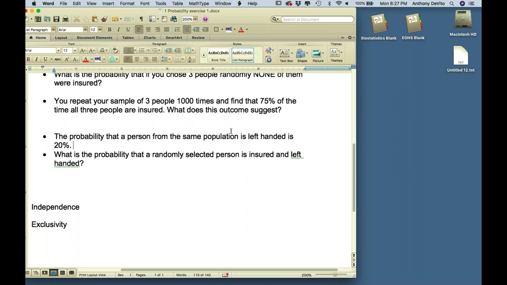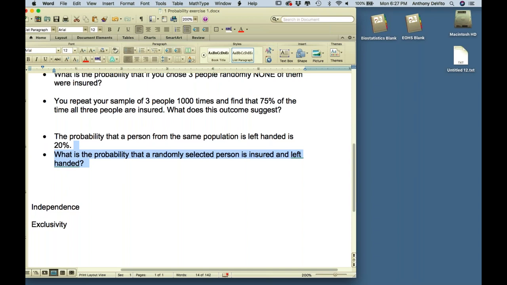Let's say, same population, the probability of being left-handed is 20%. So what's the probability that a randomly selected person is insured and left-handed? What do you think that would be? Well, it's 80% that they're insured, 20% that they're left-handed. Do you think there's any association between being left-handed and being insured? Probably not, right? One doesn't affect the other.